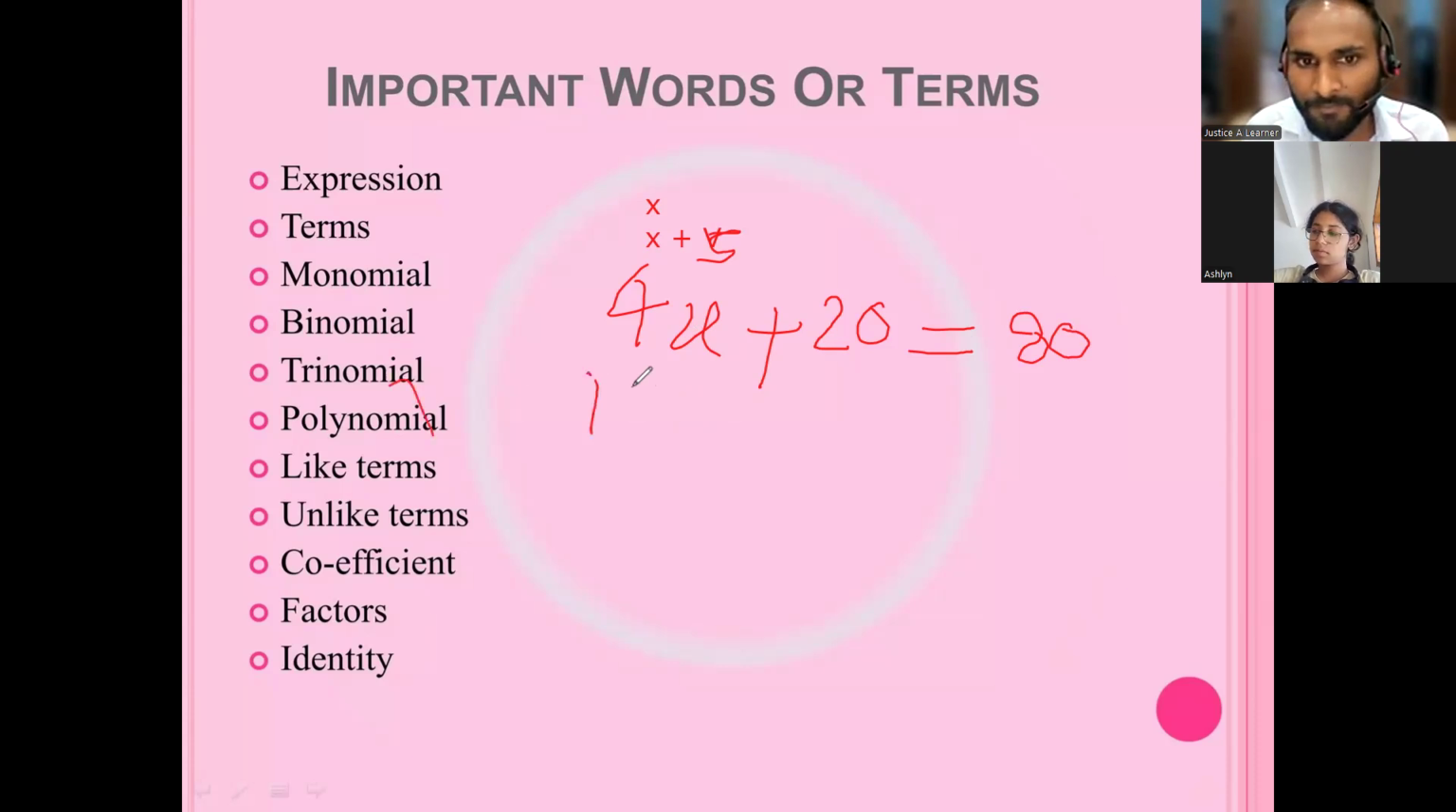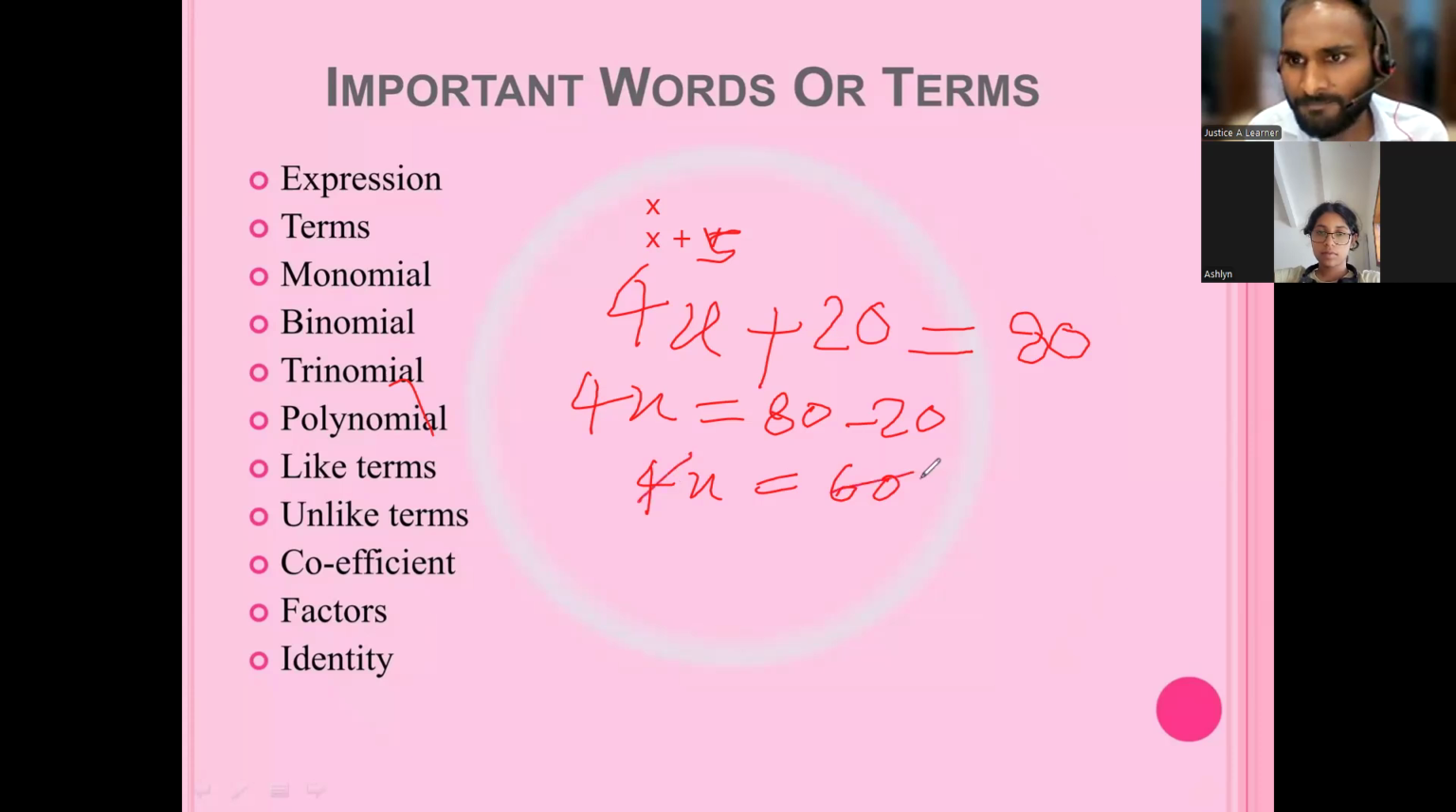So 4x would be equal to 80 minus 20. And then 4x is equal to 60, right? Then we can divide this number by 4. So what will be the result? 15 fours are 60, right? So the value of x is 15. The number you thought was 15. Did you like this magic?